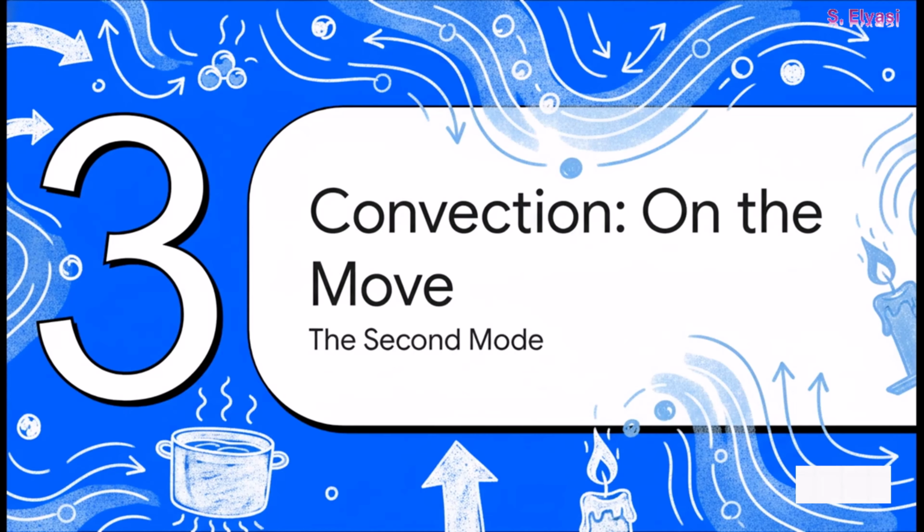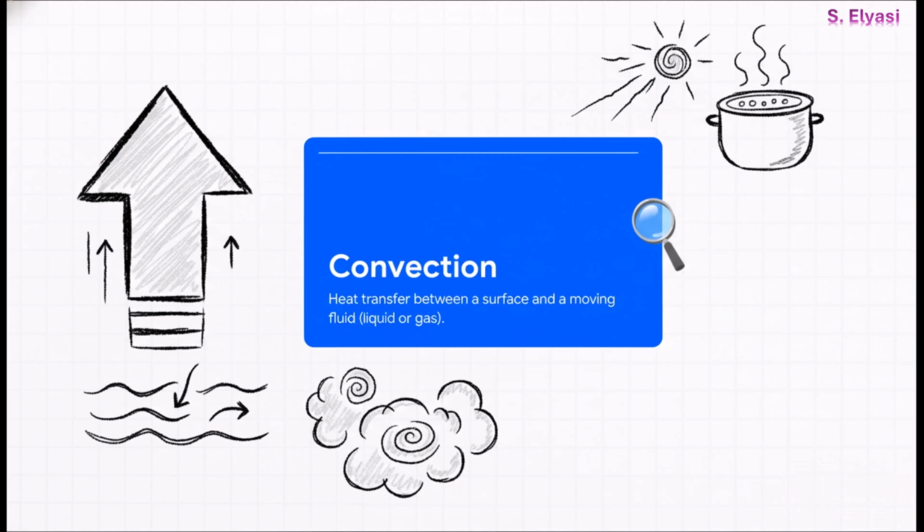Okay, next up is our second mode, convection, and this is where the stuff carrying the heat actually starts to move around. So unlike conduction, where everything stays put, convection absolutely requires a fluid, like air or water, to be in motion.